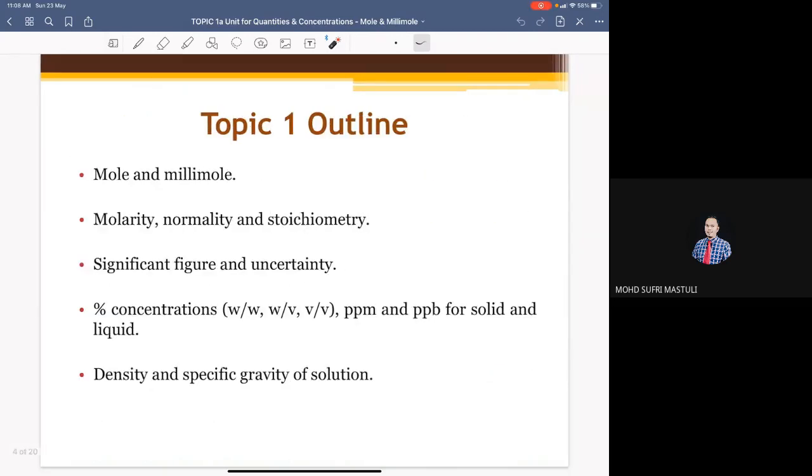For this topic 1, units for quantities and concentration, there are a few subtopics that you need to cover. First, mole and millimole. Next, molarity, normality, and stoichiometry. And then significant figures in uncertainty, percentage concentration, ppm and ppb for solid and liquid samples. And lastly, density and specific gravity of solution.